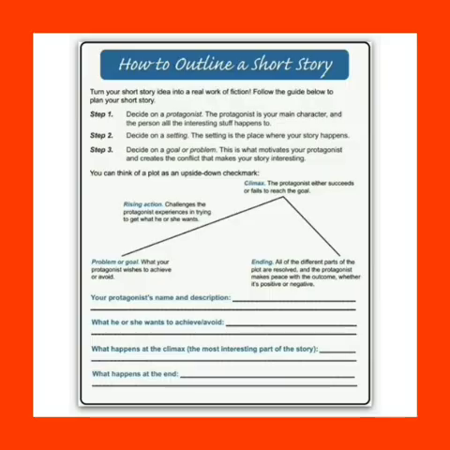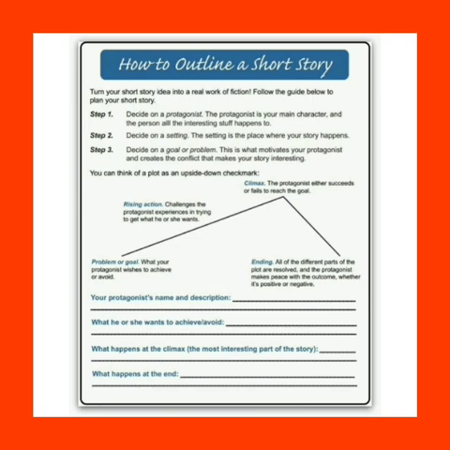So how to outline a short story or a story? Turn your short story idea into a real work of fiction. Follow the guide below to plan your short story. Step 1. Decide on a protagonist. That means you need to first of all fix who is the main character by looking at the outlines. The protagonist is your main character, and the person all the interesting stuff happens to.